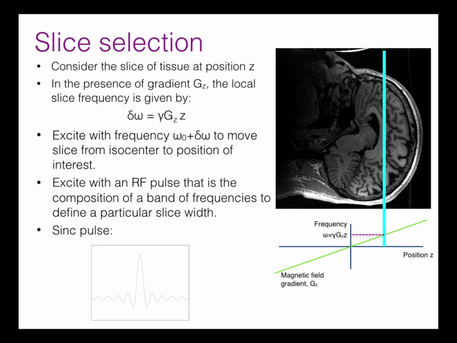Okay, so that gets us around to slice selection. Let's say I'm lying in a magnet, and I'm interested in acquiring a slice about here, where this blue line is. Relative to the center of the magnet, this is at some position z. If I turn on a magnetic field gradient Gz, I find that this position has a very specific frequency. Actually, due to the slice thickness, there's a complete band of frequencies. Depending on how thick my slice is, it's a wider band or a narrower band.